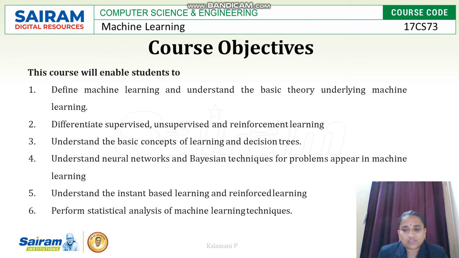This machine learning course will enable students to define machine learning and understand the basic theory underlying machine learning. Then they can differentiate supervised, unsupervised and reinforcement learning. Then understand the basic concepts of learning based on decision trees. Then they can understand neural networks and Bayesian techniques, which will be discussed in module 3. After that, they can understand instance-based learning and reinforcement learning. This will be defined in the next module. Then perform statistical analysis of machine learning techniques.